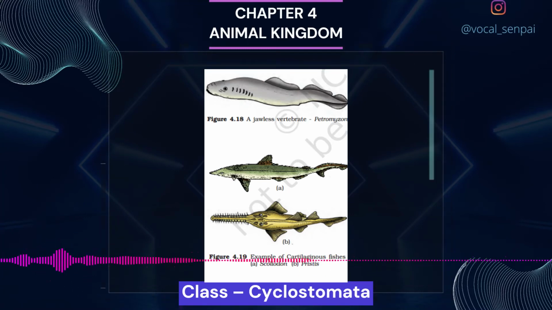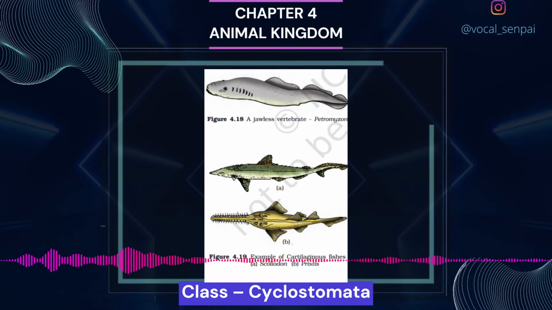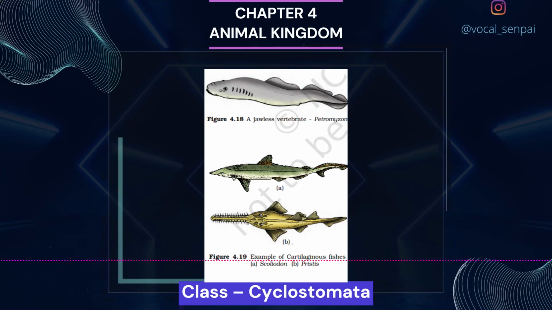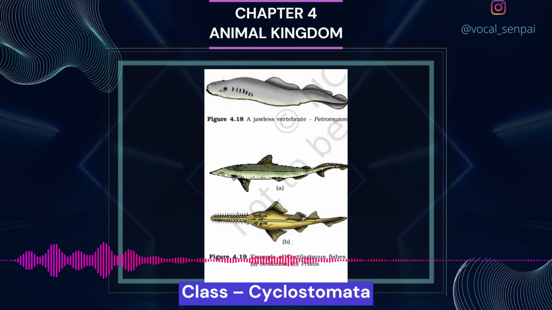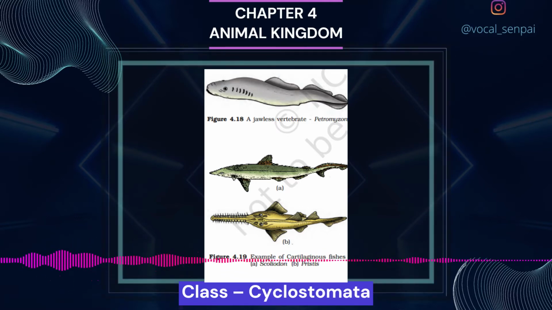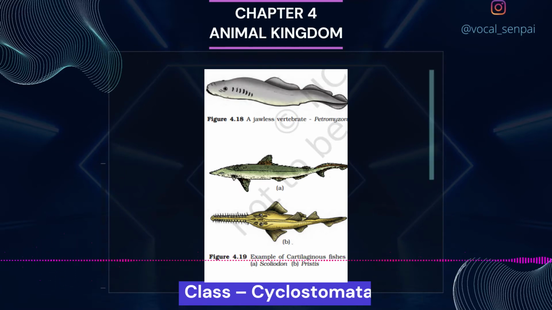Cyclostomes are marine but migrate for spawning to fresh water. After spawning, within a few days, they die. Their larvae, after metamorphosis, return to the ocean. Examples: Petromyzon, lamprey, and Myxine, hagfish.